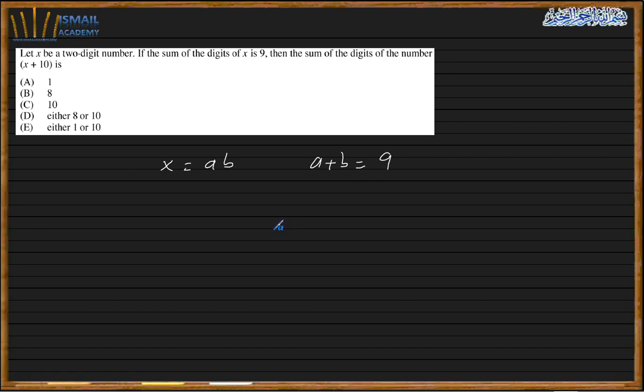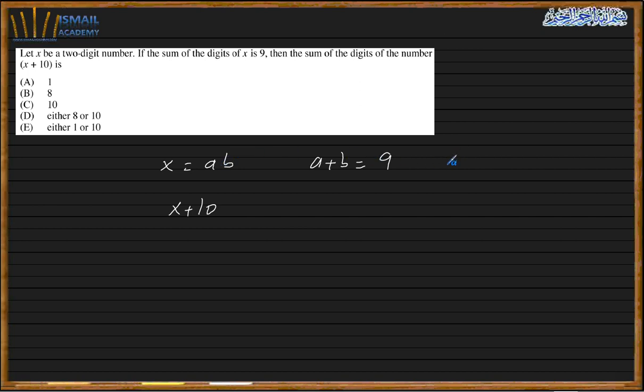Then the sum of the digits of the number is, all right, so if I add x plus 10, which is my new number, what's going to be the sum of the digits? All right, so if the sum of digits is 9, that means the number is a multiple of 9. And this is something that we learn, I think, in 6th grade. So if the sum of the digits is 9, that means the number is divisible by 9. That means it's going to be a multiple of 9.